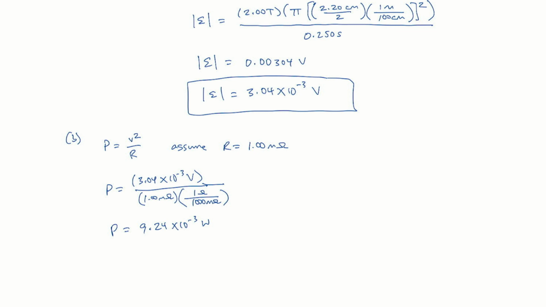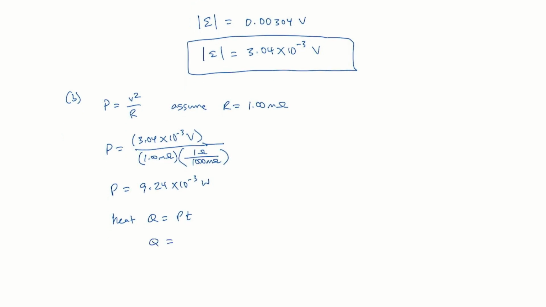So not very powerful, but the heat Q is equal to power times time. And so heat Q is going to be the 9.24 times 10 to the minus 3 watts times the 0.250 seconds. So Q ends up being 2.31 times 10 to the minus 3 joules. So no, that is not a lot of heat, and so no, him putting his hand into the MRI scanner when the field is on will not significantly change the temperature of his ring.